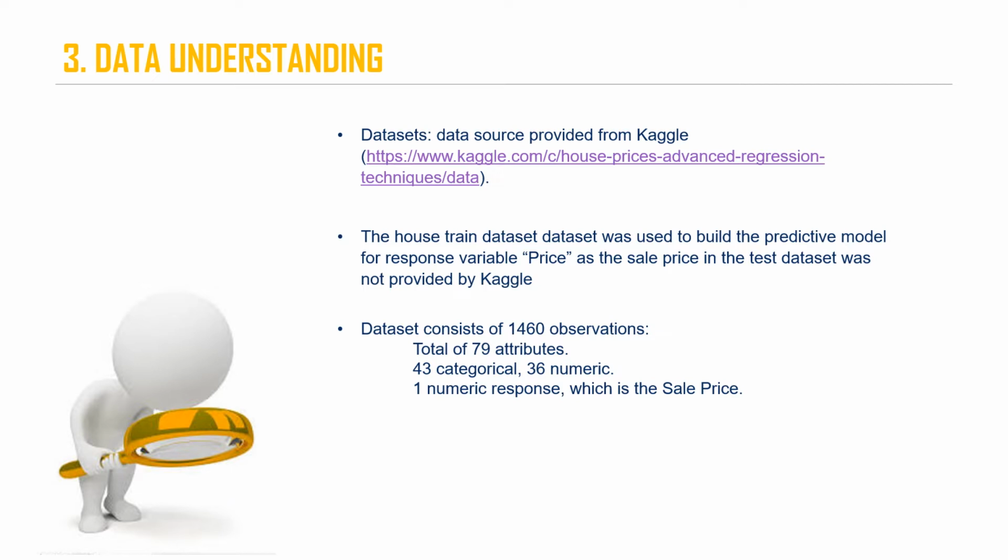The classification or the taxonomy of the data types in the data acquired has to be understood and identified as well. The training dataset consisted of 1,460 rows and a total of 79 attributes, of which 43 are categorical and 36 are numeric. It also consists of one numerical response, which is the sales price.